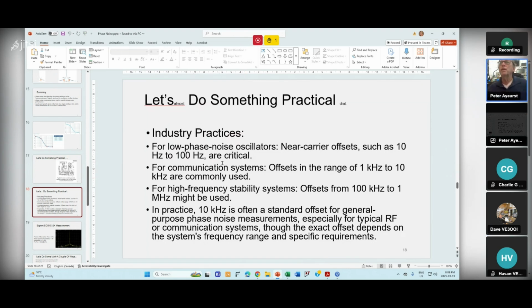Yeah. And that's why I was saying in here, you can see for industry practices for low phase noise oscillators, the near carrier offsets, they use like 10 hertz to 100 hertz because those systems are critical. Whereas down in general RF areas, in practice, they may go 10 kilohertz. Well, that's what the second bullet says, doesn't it? Yeah, that's right. So it just depends on what they're doing.